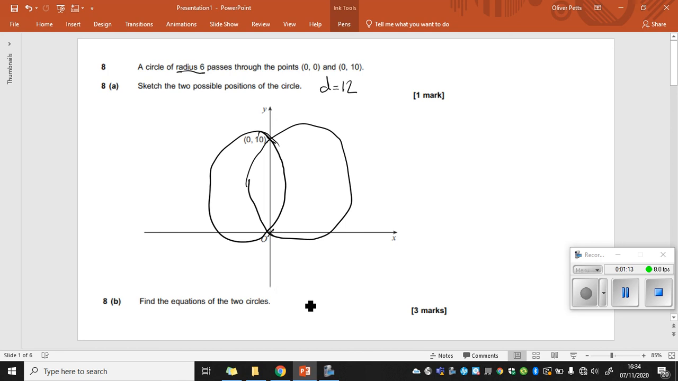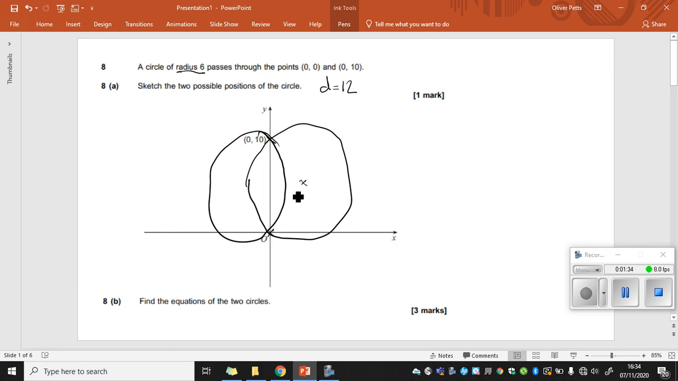Okay, 8 part B, find the equations of the 2 circles. So we already know the radius, all we need to know now is the center of the 2 circles. Now, due to the symmetry, I only really need to find the center of one, and that should allow me to work out the center of the other. So let's look at the circle that's on the right. So I'm just going to highlight roughly where the center is.